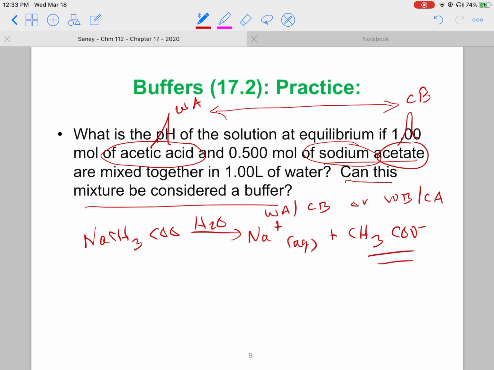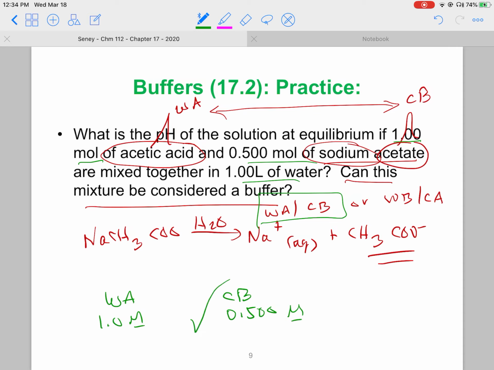And then notice, so we've got that part, we've got our weak acid conjugate base, and then the second requirement is, do we have a concentration of both? Now when we look at this, we have 1 mole of acetic acid in 1 liter, and we have 0.5 moles of acetate. So for our weak acid, which is our acetic acid, we have 1 molar. And for our conjugate base of that weak acid, we end up having 0.5 in 1 liter, and so we have 0.5 molar. So yes, we do have a buffer.